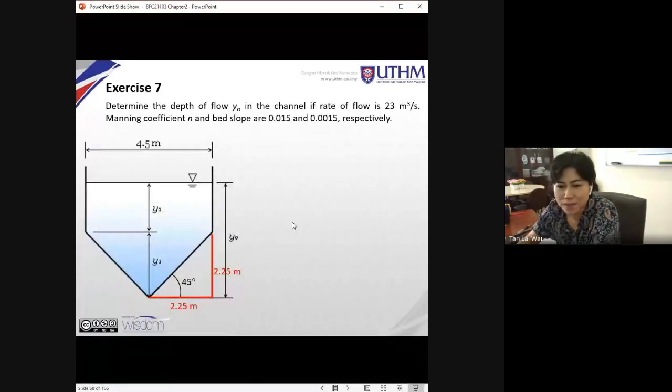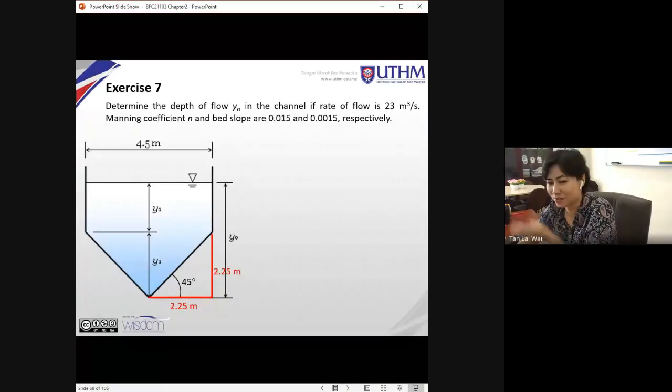Now for this case, this is a compound section. For the triangular section at the bottom, the angle is given instead of the horizontal and vertical scale. If you look at the angle, the side slope is 1 to 1, because it's exactly 45 degrees. When it's 90 degrees, of course, it's just a vertical line, there's no z at all.